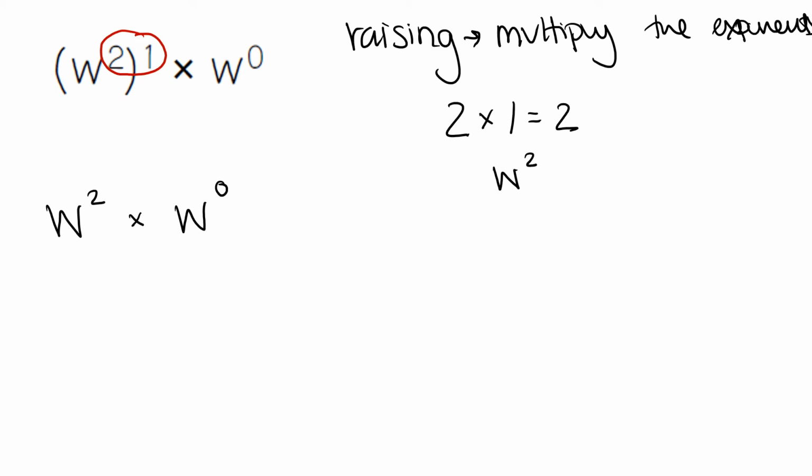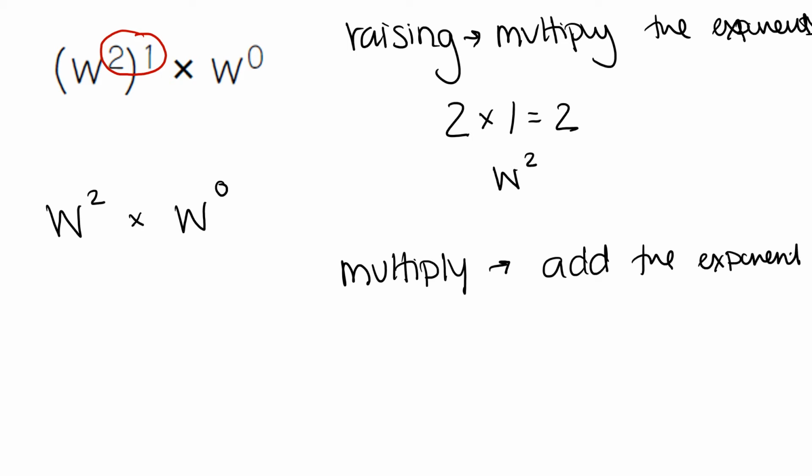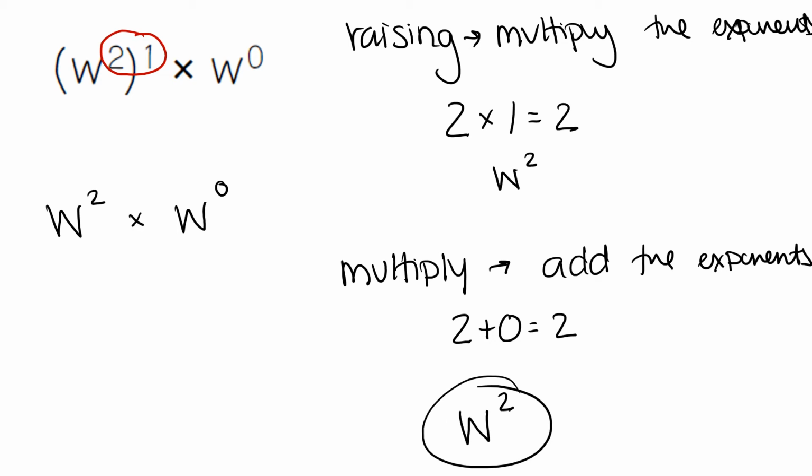Once we've simplified one part, we can move on to the next step, which is realizing that this is a multiplication problem. And when we multiply, we are going to add the exponents. And so we would add the 2 and the 0 to get 2. The base number w stays the same, and our final exponent is 2.